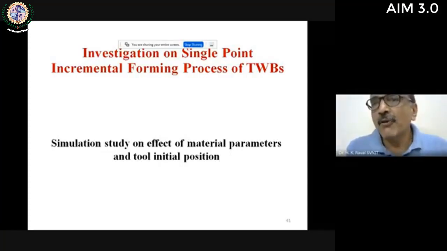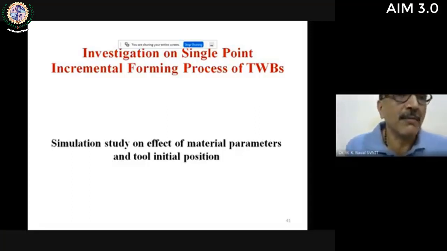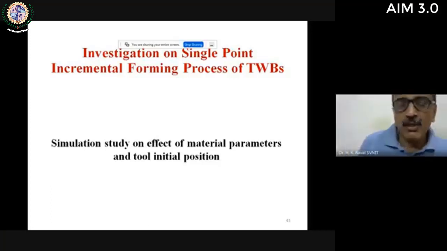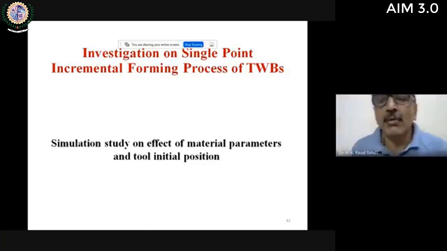Obviously, when you introduce the welding process between these two materials, the material behavior changes, unlike what you find in the conventional or even the incremental forming of an ordinary sheet made of the same material with the same thickness. So here, the study focuses on the factor of material property in incremental forming, as well as tool initial positions. What is the effect of tool initial positions on incremental forming? That is the target of this particular investigation.